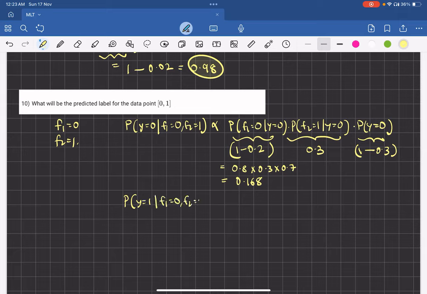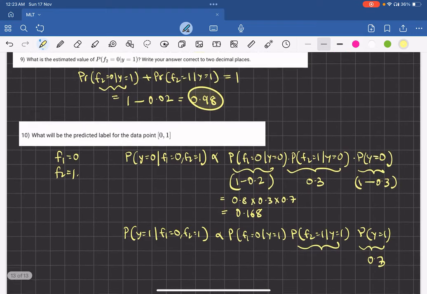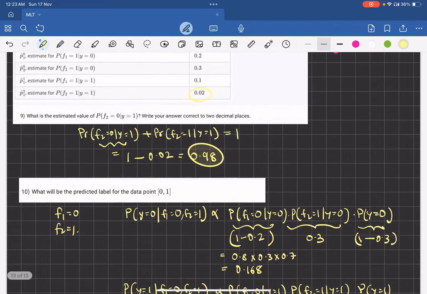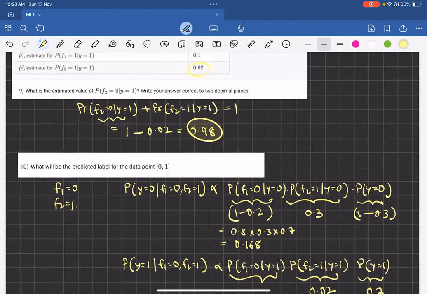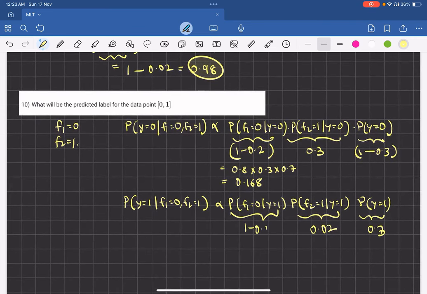Okay, now we need to compute the second one, which is probability y equal to 1 given f1 is 0 and f2 is 1. Now this is proportional to the probability that f1 is 0 given y equal to 1 multiplied with probability f2 is 1 given y equal to 1 multiplied with the probability of y equal to 1. Now probability y equal to 1 is nothing but 0.7, sorry, 0.3, right? Probability f2 equal to 1 given y equal to 1 is equal to 0.02, and the first term is 1 minus 0.1, right?